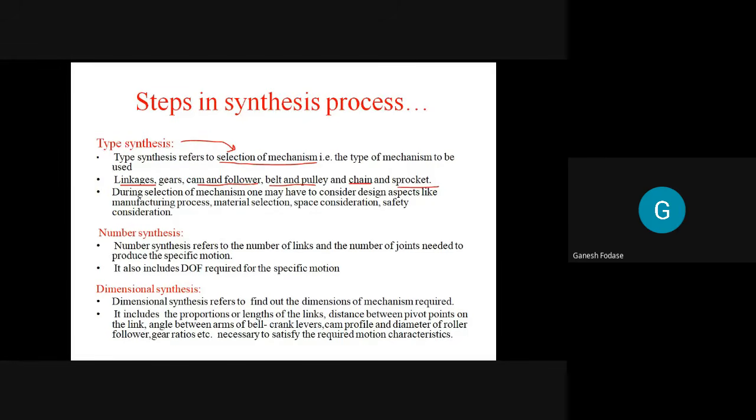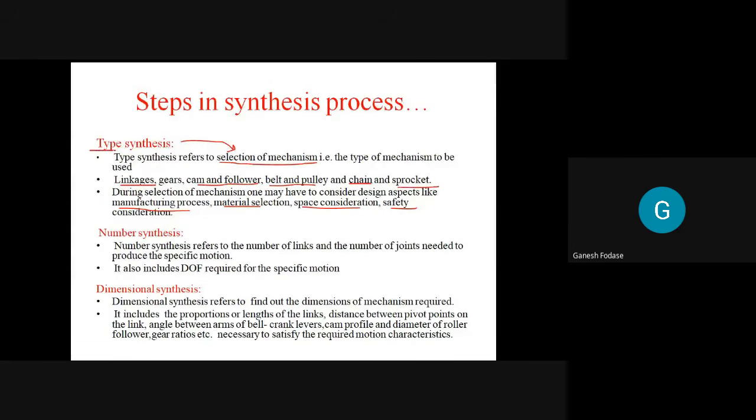synthesis. We can also note that during selection of mechanism, one may have to consider design aspects like manufacturing process, material selection, space consideration, and safety consideration. Means along with selection of mechanism, we need to also consider these 4 aspects: what kind of manufacturing process we are going to use for manufacturing that mechanism, what kind of material we are going to use for manufacturing the different parts, how much space is required to fit that mechanism, and also safety consideration. So that also involves type synthesis.